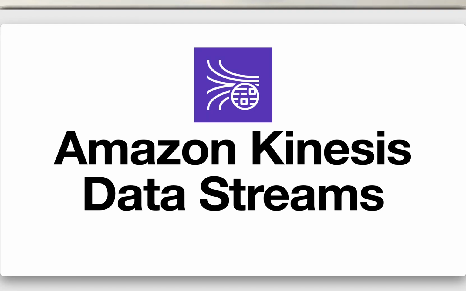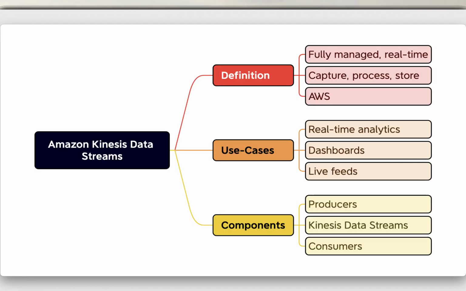Amazon Kinesis Data Streams. 1. Definition: Amazon Kinesis Data Streams is a fully managed, real-time data streaming service from Amazon Web Services, AWS. It allows you to capture, process, and store large streams of data in real time. 2. Use cases: it's commonly used for real-time analytics, dashboards, and applications that require live feeds of data. 3. Components: the main components include producers, Kinesis data streams, and consumers.